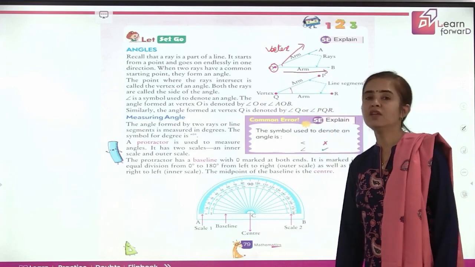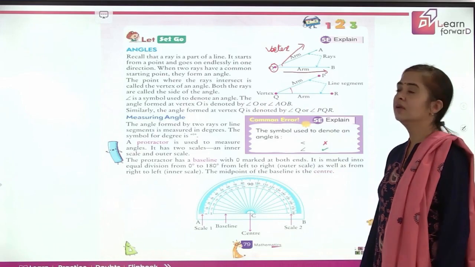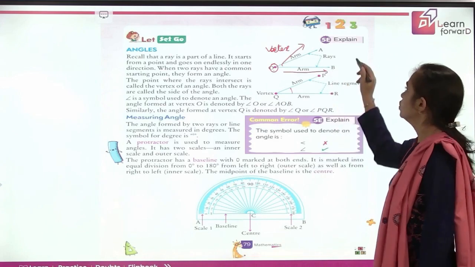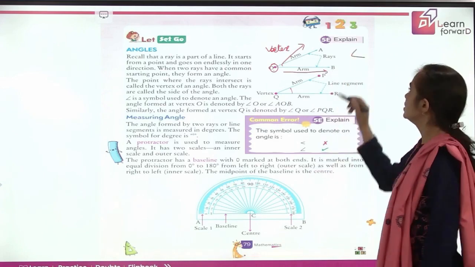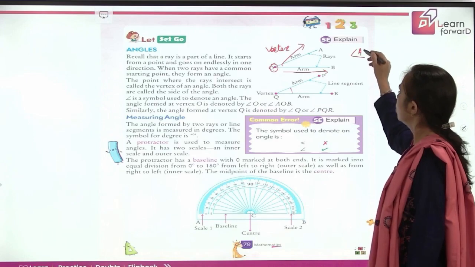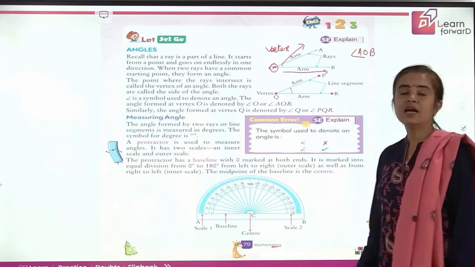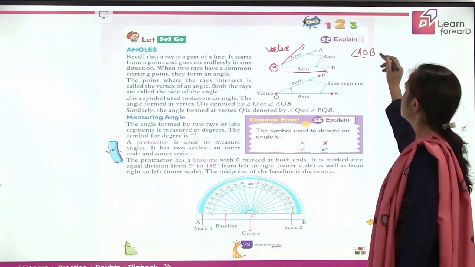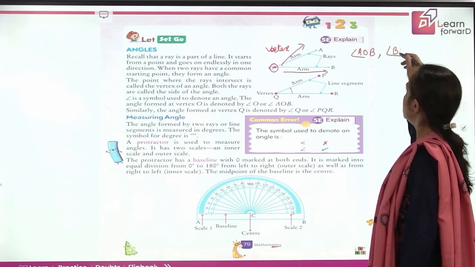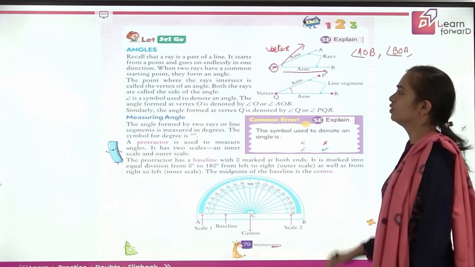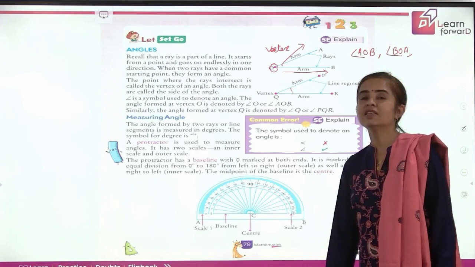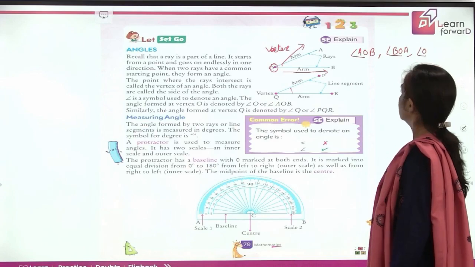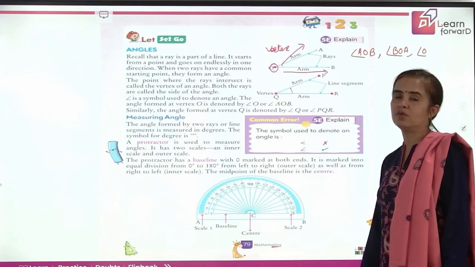Now, there are three ways of writing the name of this angle. First way is angle, start from A, angle AOB. So, this is how you write angle. We say this as angle AOB. The other way is just reverse. We start from B, we say angle BOA. So, another name is BOA, which also means we are talking of the same angle. The third way is just write the vertex. So, we say angle O. This is another way of writing the name of this angle, right?